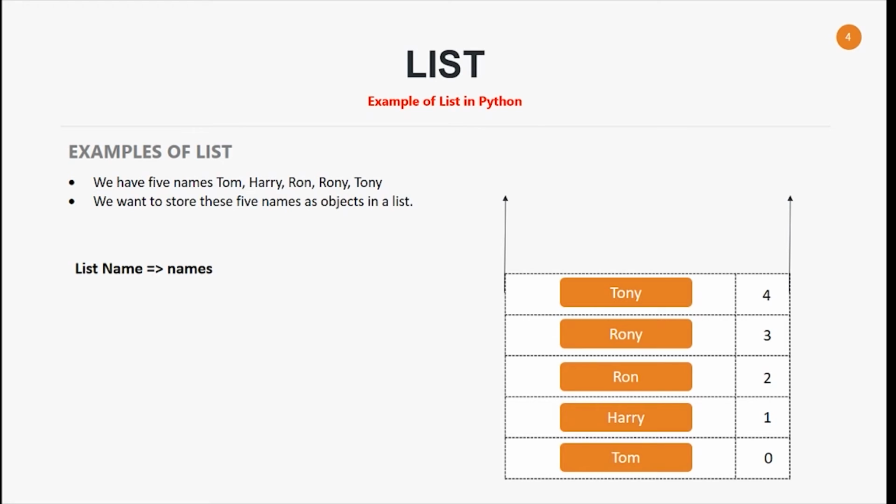Now, as you can see in the diagram, the first element, Tom, has been assigned the index 0. The second element holds the position 1. The third element, Ron, holds the position 2. The fourth element, Ronnie, holds the position 3. And the fifth element, which is the last one, holds the position 4. You are free to include as many elements inside a list as you want. For example, if you say there are 9 elements in your list, the 9th element will hold the 8th position.